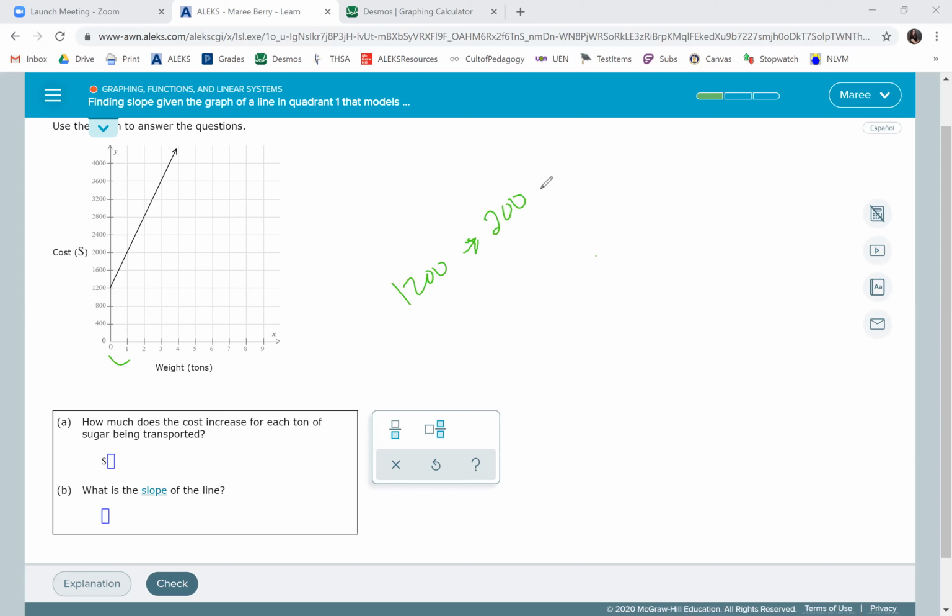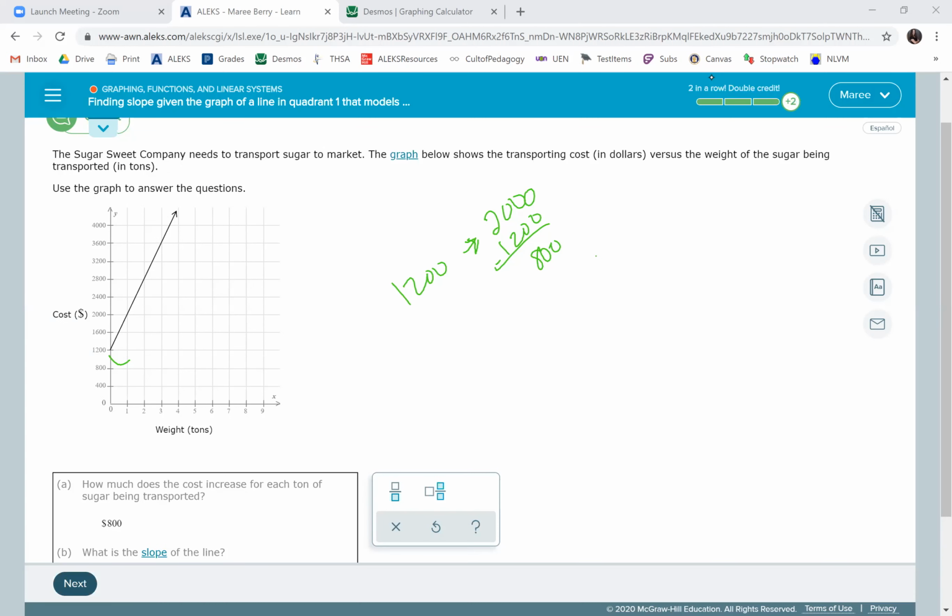So it went from 1,200 to 2,000. So if you subtract 1,200, you're going to get 800. So it went up by $800, and that's going to be the slope. Those two should be the same every time. Okay, that's the end of the lesson.